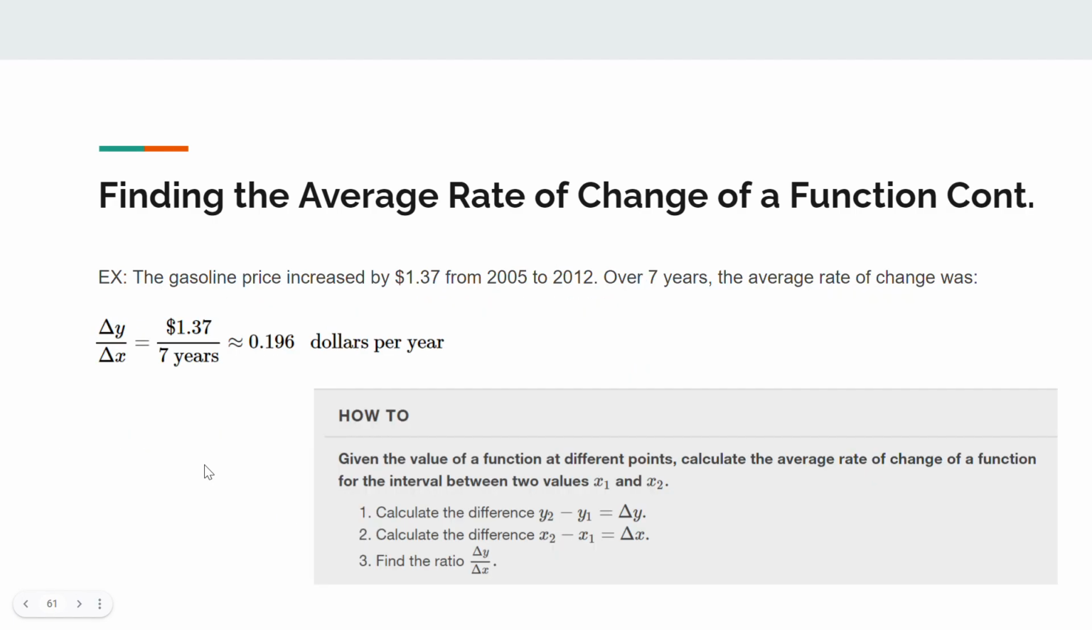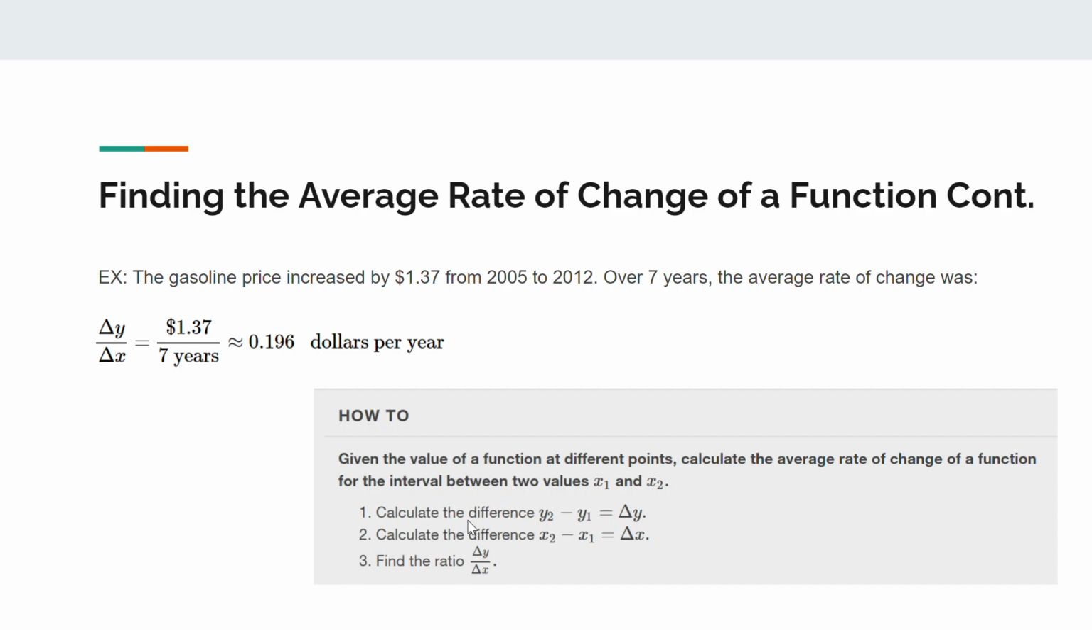Here's an example of finding the average rate of change of a function. The gasoline price increased by $1.37 from 2005 to 2012, over 7 years. The average rate of change of the gasoline price is delta y over delta x. In this case, the input is the number of years, so 7 years, and the output is the change in dollars, so 1.37. So it's approximately $0.196 per year. And that's how you calculate the average rate of change.